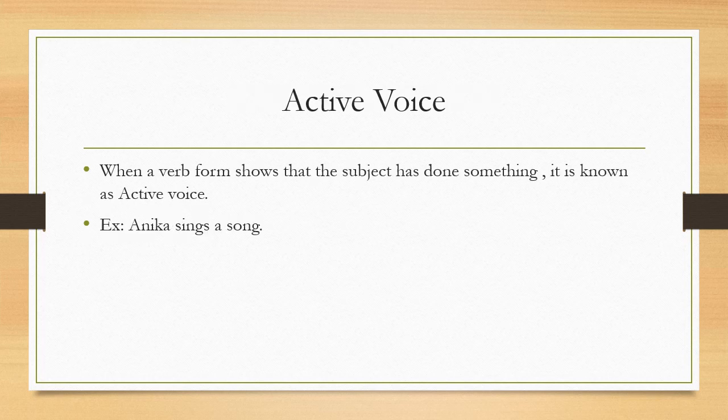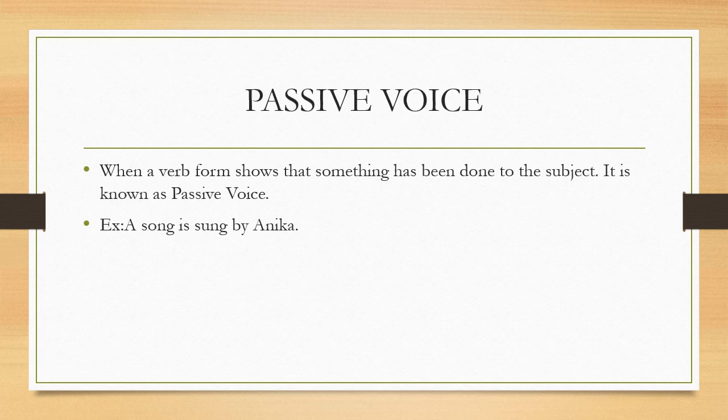Let's discuss active voice. When a verb form shows that the subject has done something, it is known as active voice. For example, Annika sings a song. Verb here is sings. Subject is Annika. Who does the action? Annika. So Annika sings a song. Annika is the subject. Verb form sings shows what the subject has done. What is the subject? What has the subject done here? She sings a song. So we say the sentence is in active voice.